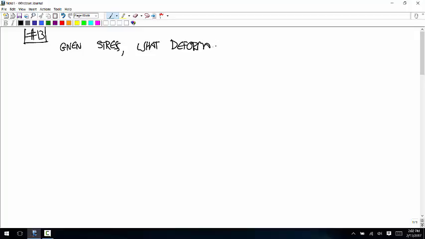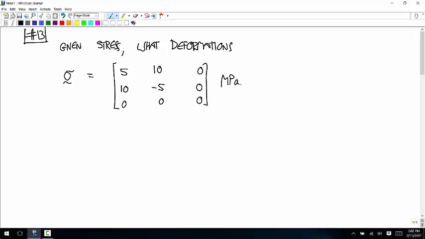Okay. Well, I think it's probably true that the easiest way to do it is to just calculate the strain. But in this case, you can sort of think it through too. Let me give you a systematic way to think through it in this simple example. So we've got 5, 10, 0, 10, negative 5, 0, 0, 0, 0, and this is in megapascals. What's going to happen due to that?